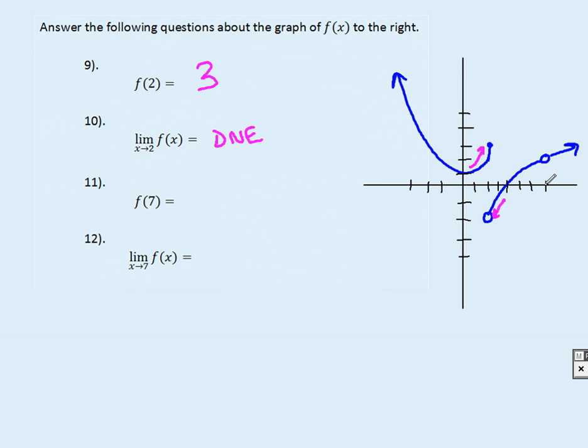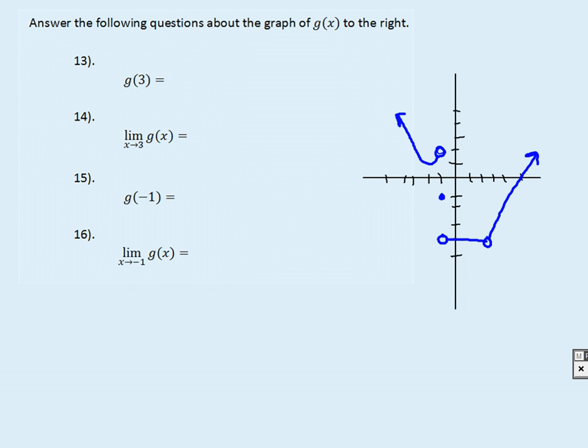Now when I look at f of 7, I look here, I have an open circle. There's no dot anywhere, so the function value here does not exist. However, the limit in this case, as I approach it, I am approaching the same y value here, and that y value is 2. So my limit does exist in this case.